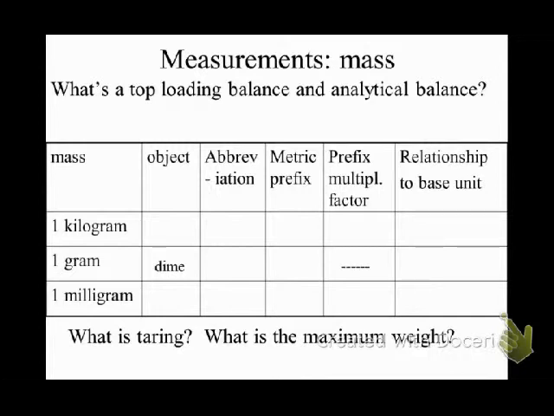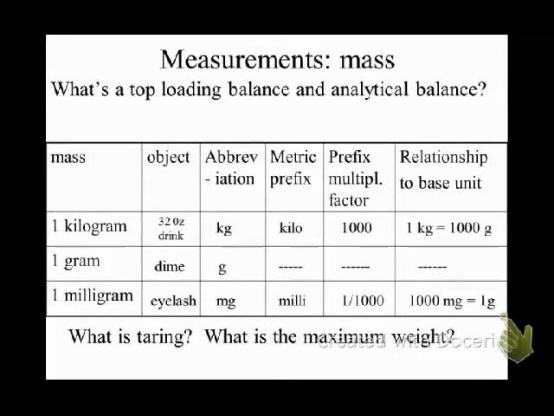If we go to 1/1000th of a gram, we get a milligram, which weighs about as much as an eyelash. And if we go 1,000 times more than a gram, we get a kilogram, which weighs about as much as a 32-ounce drink. Once again, we have abbreviations for each of these units that are important to know. There's a metric prefix that's the same as before. Kilo means 1,000, milli means 1/1000, and the relationship to the base unit is shown as well.